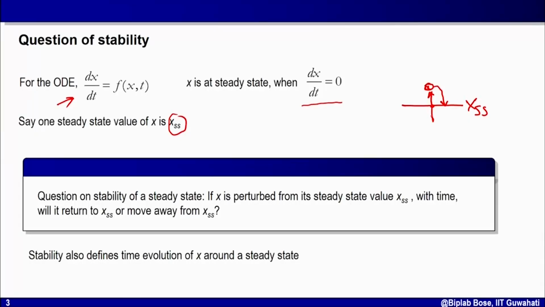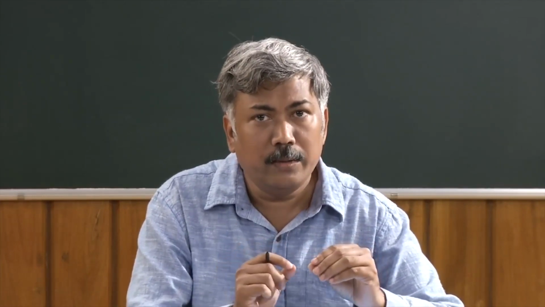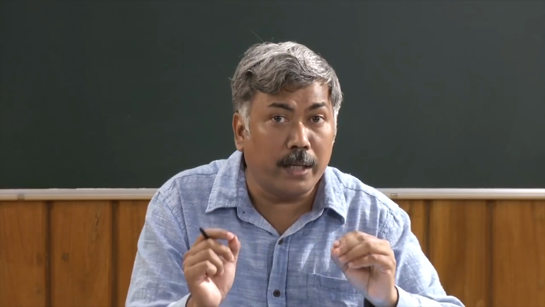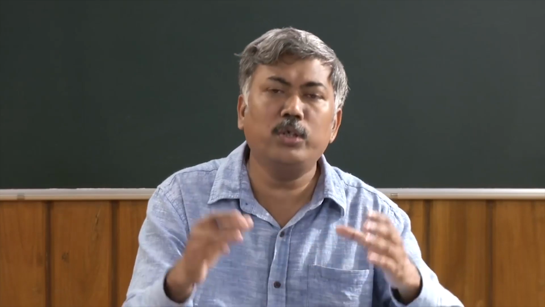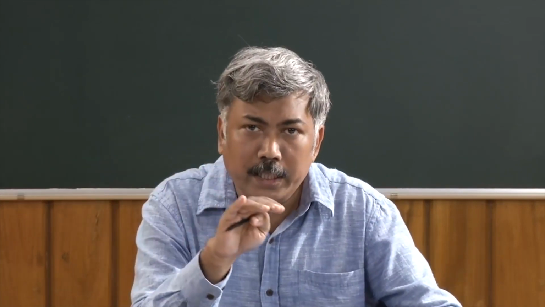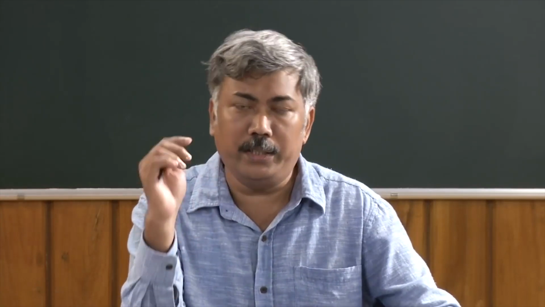So suppose I reduce the value of x slightly to here. This is a small change in x, del x. And then I ask the question, what will happen as time progresses? Will the value of x again go back to xss? If I disturb the system from its steady state with a slight disturbance, we call it perturbation. If I perturb the system slightly and then allow it to evolve with time, and the system comes back again to the same steady state, we call that steady state a stable steady state.